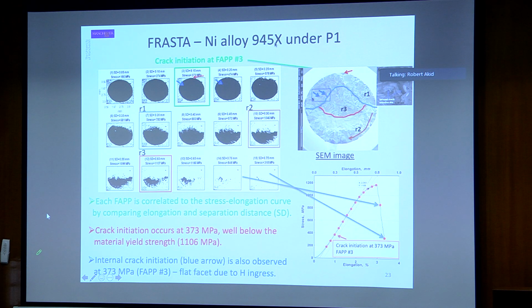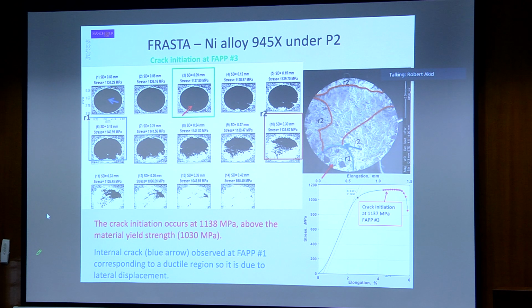And what we see with this material, which is 945X nickel alloy, we find cracking occurs very early at the fracture map here, and it's very different to the same material under a different hydrogen charging condition, where now what we see is crack initiation above yield. So it's quite a useful technique to correlate the fracture process with the stress strain curve.